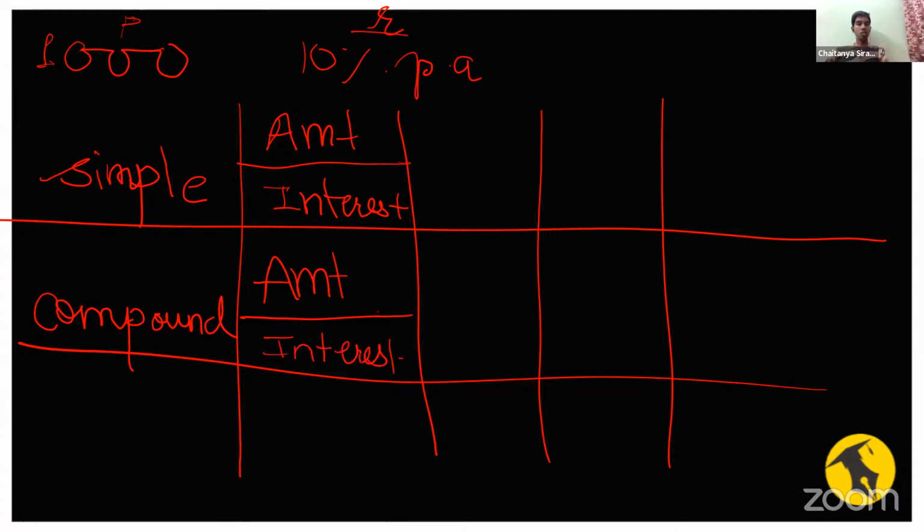All right. So I have invested 1000 rupees at 10%. Using simple interest, what will be my interest for first year? It will be 100 rupees. So the amount will become 1100 and interest would be 100 rupees.